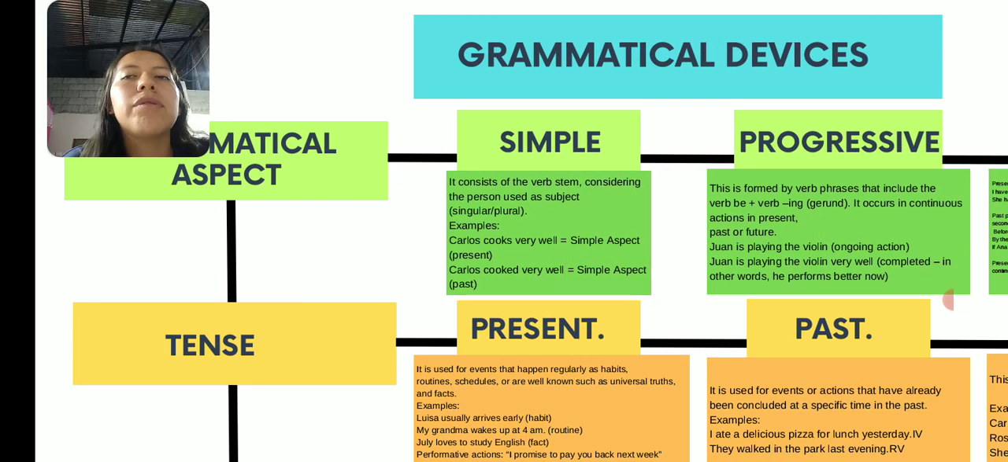It's important to understand the tense. This is the second grammatical device, that is tense. To understand time, it is important to have in mind that we use inflectional affixes added to some verbs that determine the time when an action occurs, the infinitive verbs.